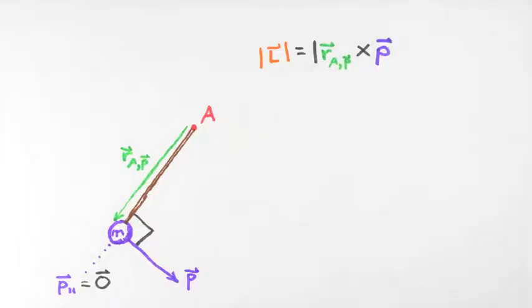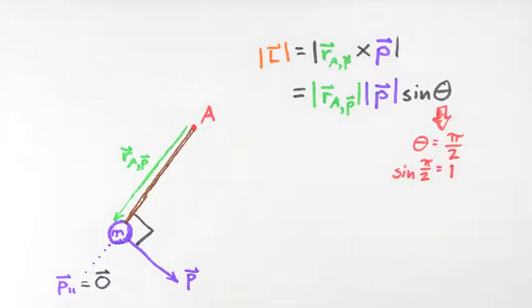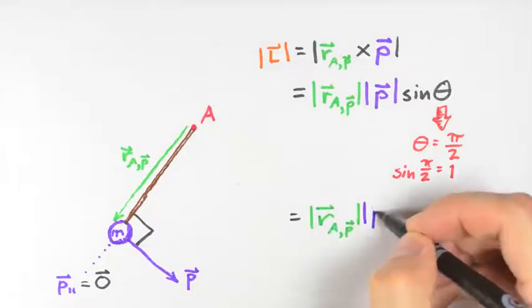Now for this particular example, we can say a bit more about the angular momentum magnitude. Since the rod is rigid, the mass m cannot have any motion parallel to the rod, or, to say the same thing another way, m cannot move parallel to r sub a,p. This means that p is perpendicular to r sub a,p. So the angle theta is pi over 2 radians, and sine theta is equal to 1, so that the magnitude of the angular momentum is simply, in this case, the product of the magnitudes of the two vectors.